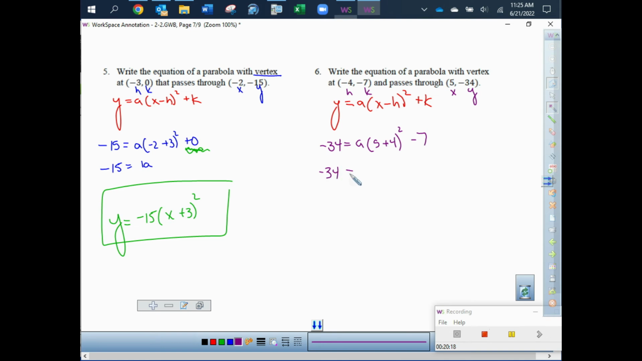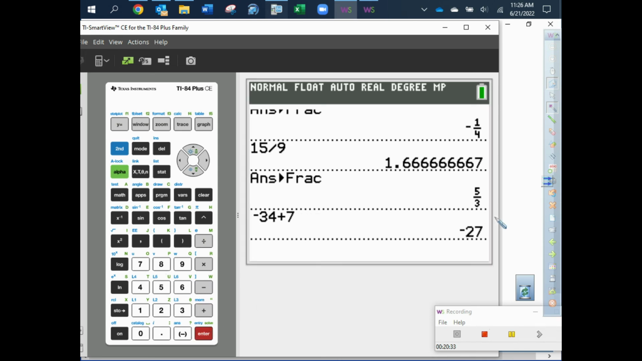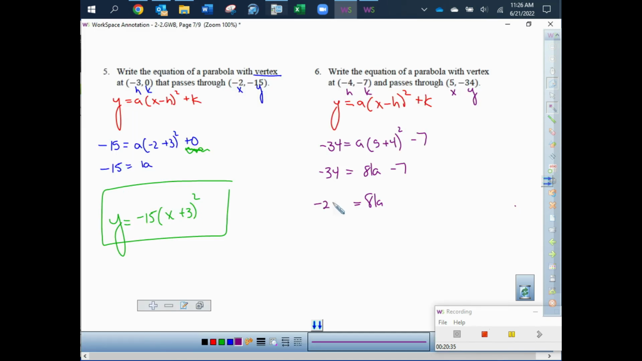Negative 34 equals 9 squared, which is 81, and there's an a next to him, minus 7. Then I need to add 7 to both sides. So if you need to grab your old calculator, negative 34 plus 7. Check that guy out. That's a negative 27. And then we'll divide by 81.